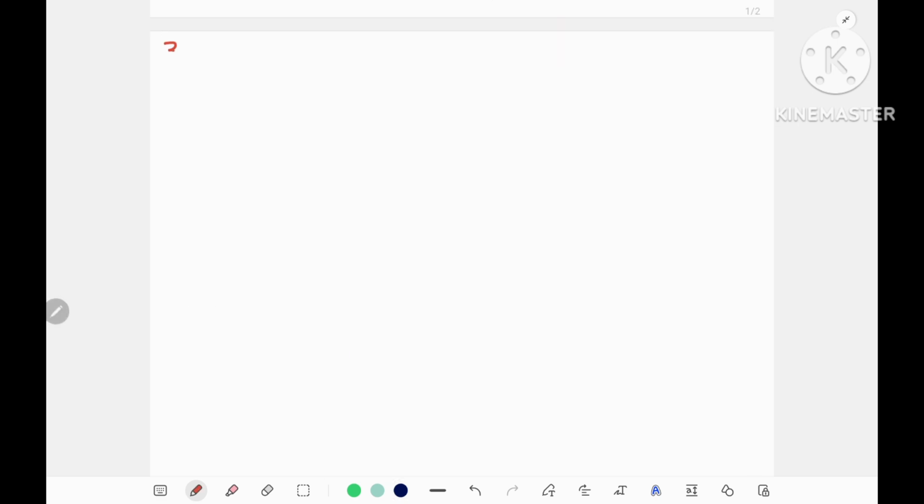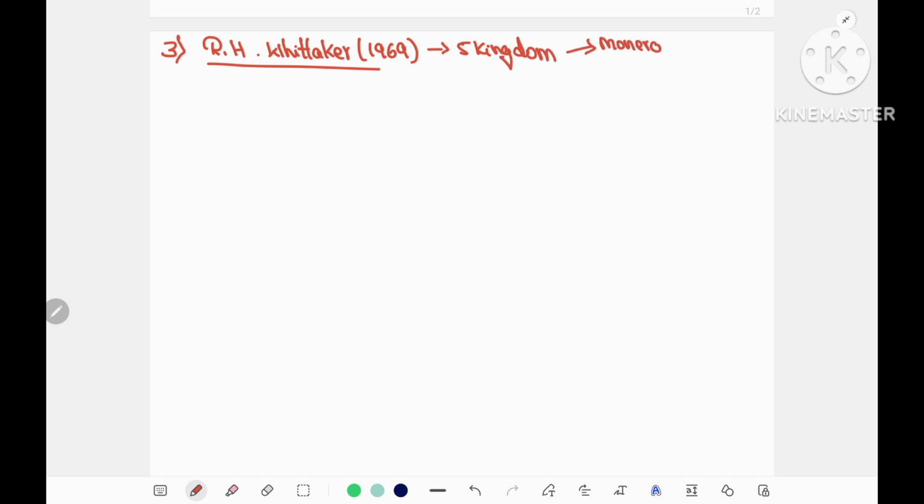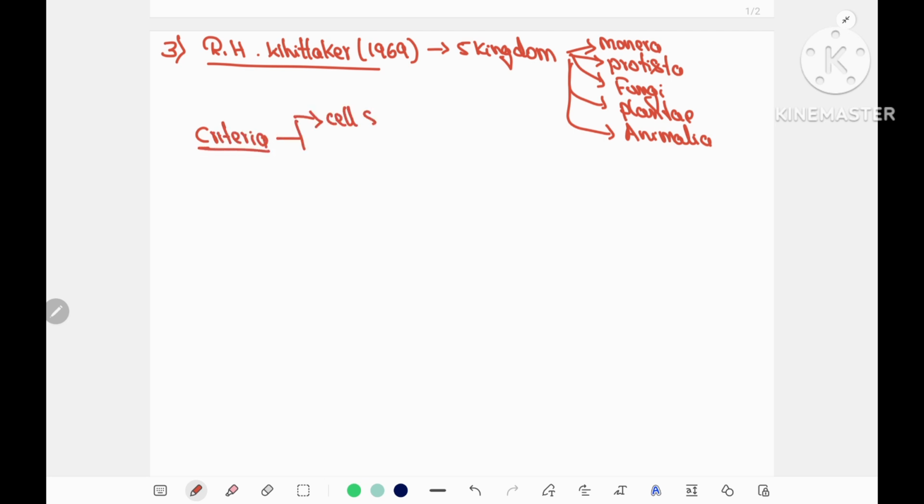Later on, after the proposition of the Linnaean system of classification, R.H. Whittaker in 1969 proposed 5 kingdom classification, and he classified all living organisms into 5 kingdoms: kingdom Monera, Protista, kingdom Fungi, Plantae and Animalia. And he used 5 criteria.